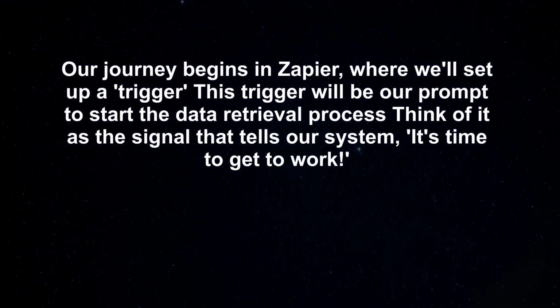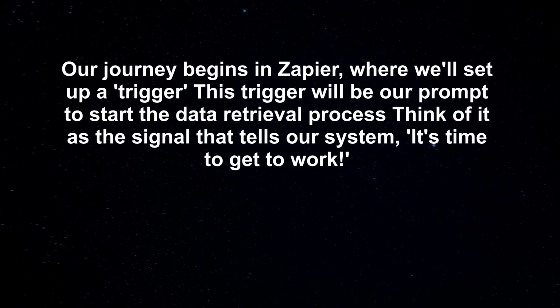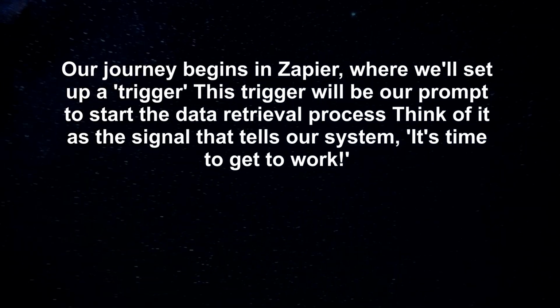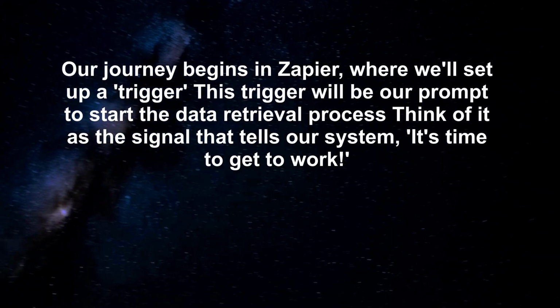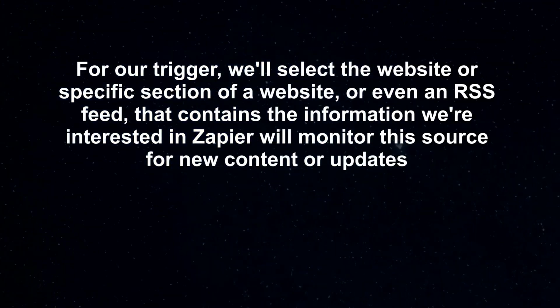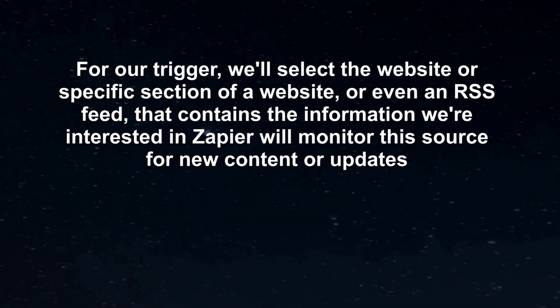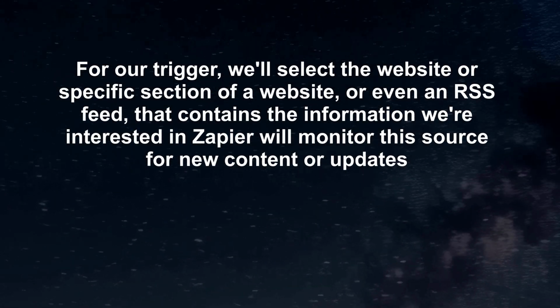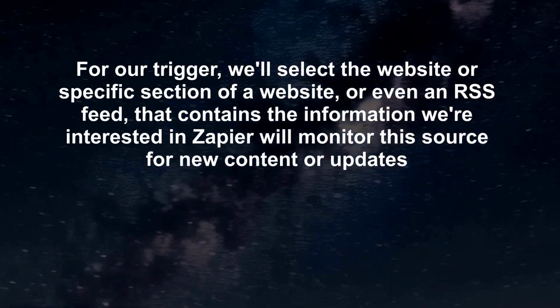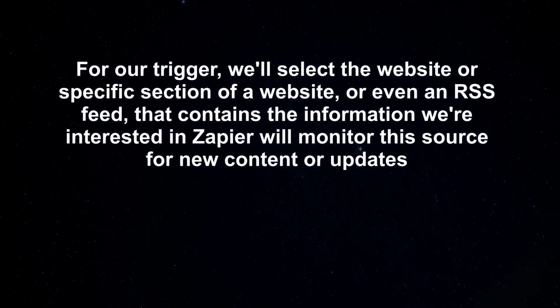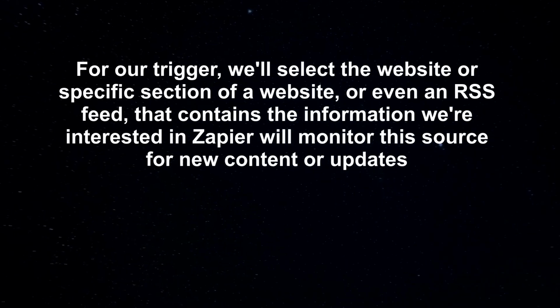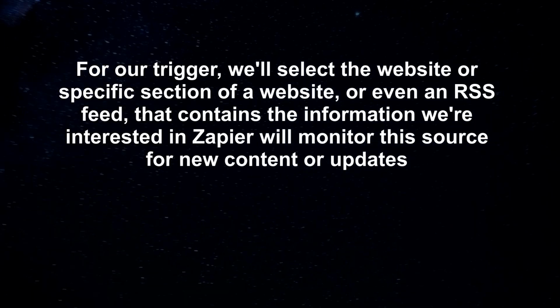This trigger will be our prompt to start the data retrieval process. Think of it as the signal that tells our system, it's time to get to work. For our trigger, we'll select the website or specific section of a website, or even an RSS feed that contains the information we're interested in. Zapier will monitor this source for new content or updates.